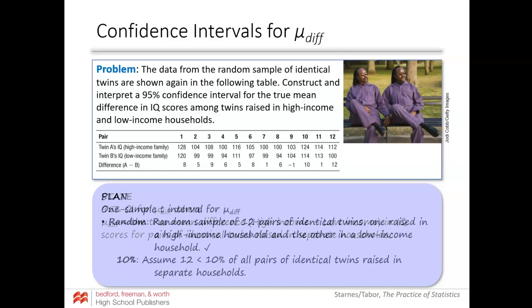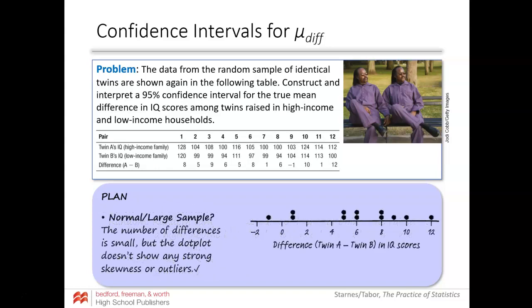For real. All right, it's the plan stage. Careful, guys, I know it's 2 samples originally, but we paired them. So it's actually 1 sample. So you have a 1 sample t interval for the mean difference. Random sample of 12 pairs of twins, one raised in a high income household and the other raised in a low income household. Okay, so there's the randomization aspect. 12, I'm sure, is less than 10% of all pairs of identical twins raised in separate households. That's a really sad thought, but I think there are a lot of twins out there who do get separated.